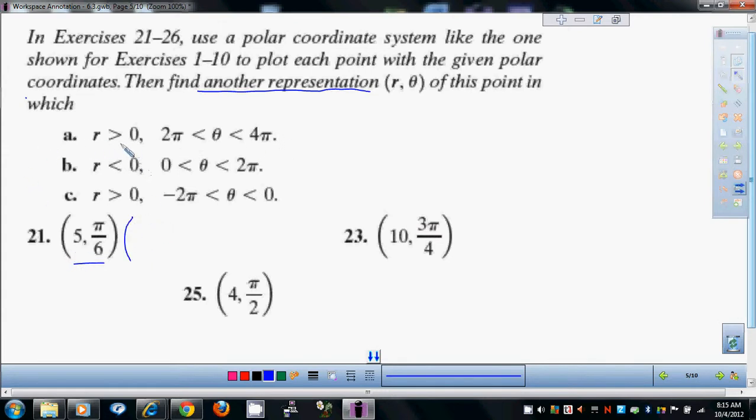21, radius is positive. Here's the thing to remember about these. Your radius isn't going to change, so all you really need to know is if it's positive or negative. So this one's positive. Well, if the radius is the exact same, then what do I need to do to find this angle between this range?